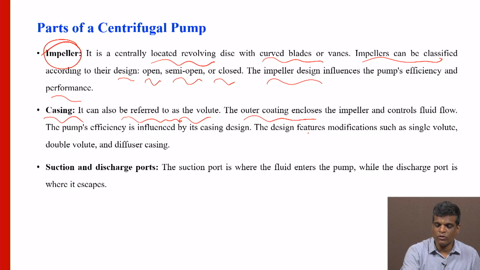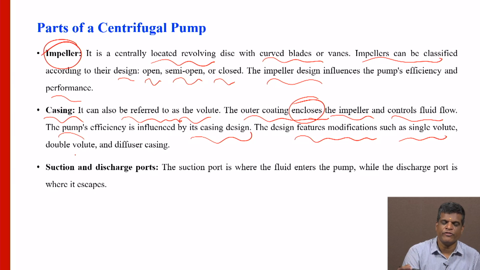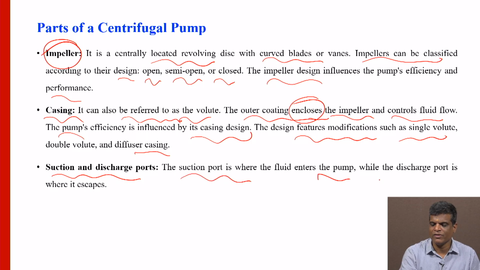Then the casing, which can also be referred to as a volute. The outer casing encloses the impeller and controls the fluid flow. The pump efficiency is influenced by the casing design also. Design modifications such as single volute, double volute or diffuser casing can always be made. Then suction and discharge ports here. The suction port is where the fluid enters the pump, and the discharge port is where the fluid leaves. So there are two types of ports here: the suction port and the discharge port.